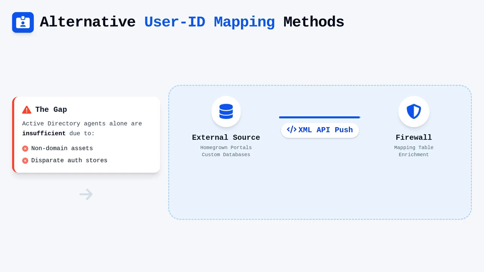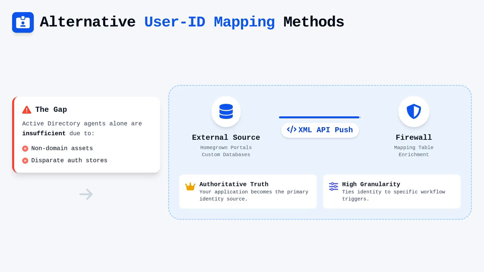By constructing a structured XML request, you can push user link events to the firewall, effectively treating your own application as an authoritative source of truth for identity. This programmatic approach gives you a level of granularity that automated agents sometimes lack, as it ties identity events directly to specific workflow triggers in your infrastructure.